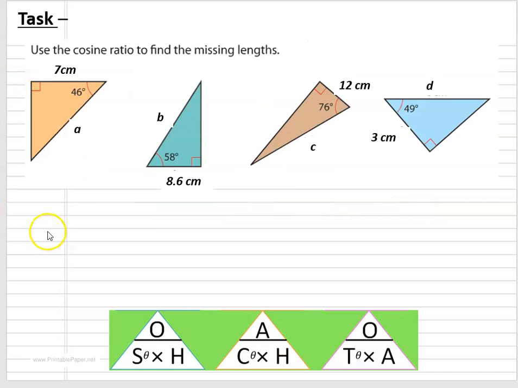So here is your task. Use cosine to find the missing lengths: A, B, C, and D. Make sure you label your sides properly and use the formula in the right way. Make sure you cover up what you're looking for.